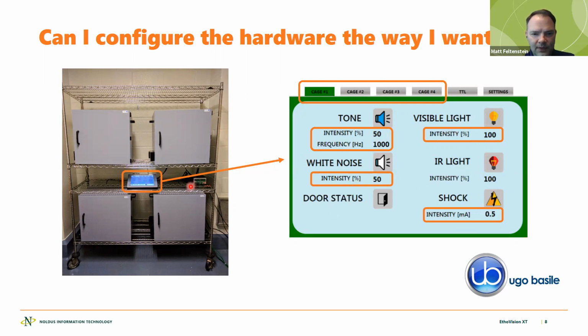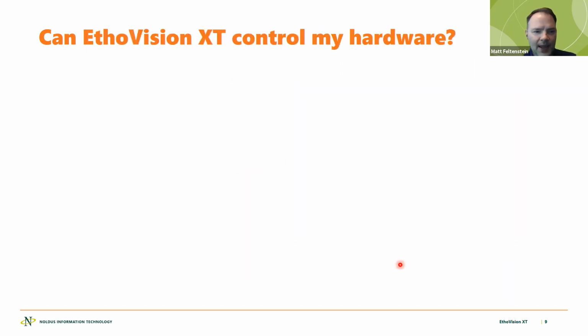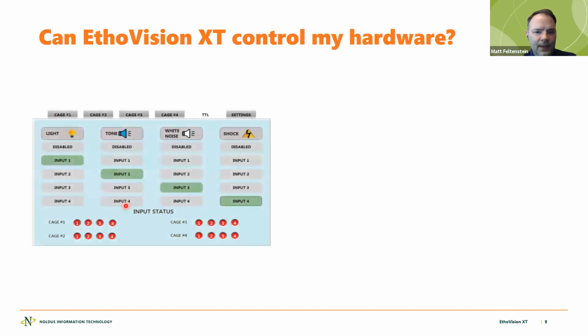So using this touchscreen, you can set the hardware the way that you want, but how do you control it? Can EthoVision control your hardware? Yes, it can. So again, here is an image of the touchscreen. We have the 4 cages that you can set, but there's also this TTL tab here. And TTL, if you're not familiar, stands for transistor-to-transistor logic, basically zeros and ones. On this TTL tab, you can set each of the 4 pieces of relevant hardware: the visible light, the tone, the white noise, and shock.